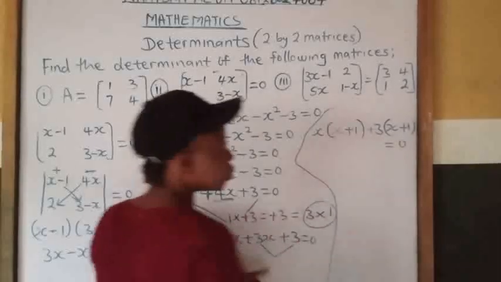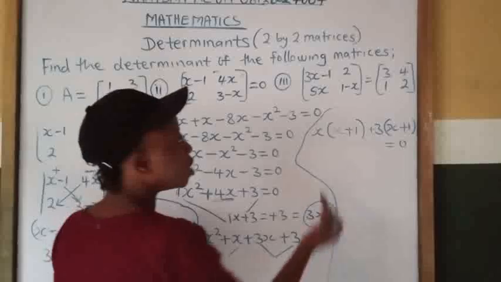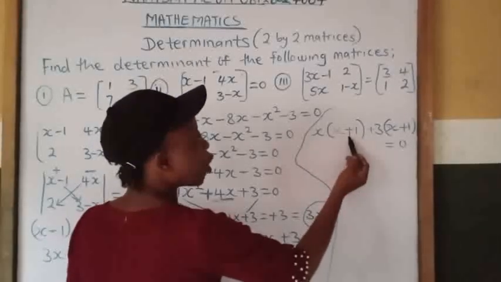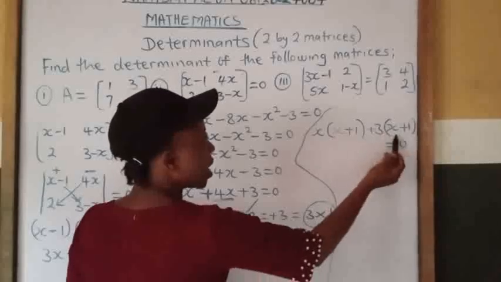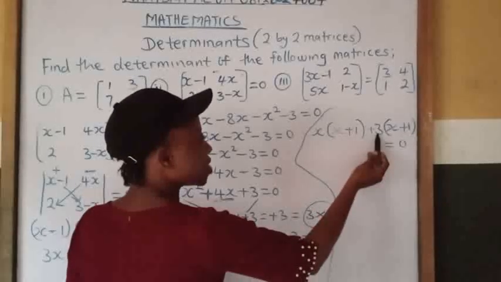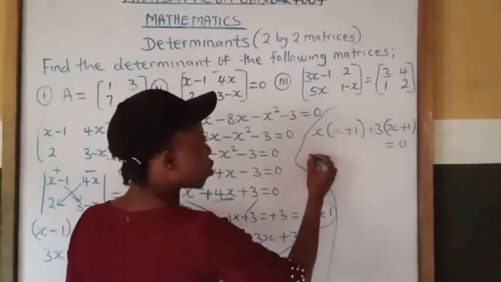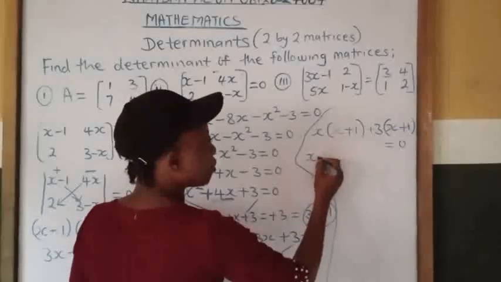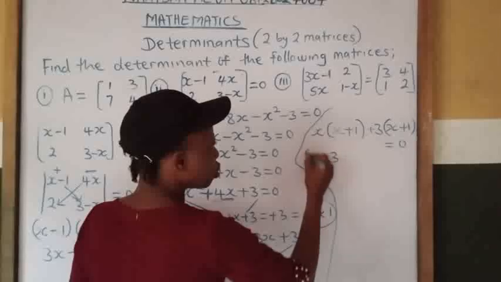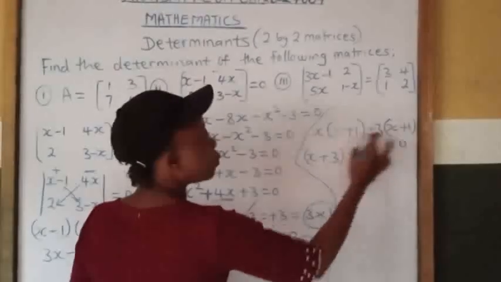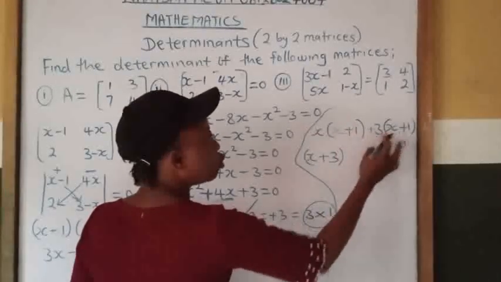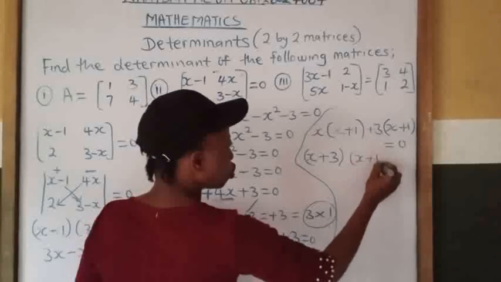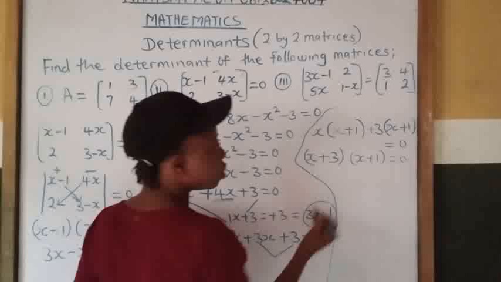Equal to 0. Everything equal to 0. So bring what we have outside the bracket together. Since we have common terms inside the two brackets, let's bring what we have outside the bracket together. The first one we have x, then from the second bracket we have plus 3. So we'll bring them together and we are going to pick one of these two terms, which is x plus 1, then equal to 0.